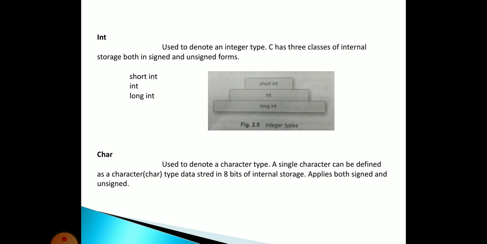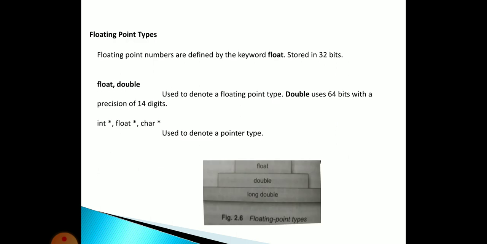Floating point numbers are stored in 32 bits with 6 digits of precision. Floating point numbers are defined in C with the keyword float. When the accuracy provided by a float number is not sufficient, the type double can be used to define the number. So a double data type number uses 64 bits with a precision of 14 digits. This is also known as a double precision number.